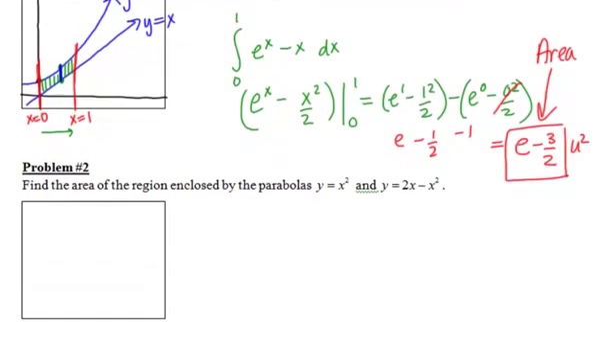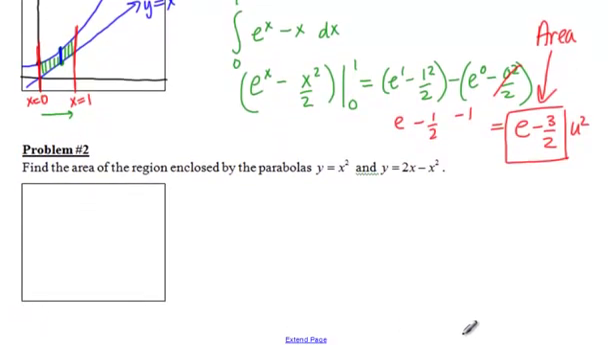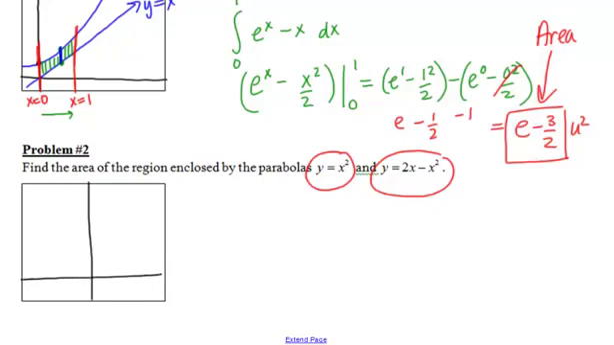Let's go on to problem number 2, and let's find the area of the region enclosed by the parabolas y equals x squared and y equals 2x minus x squared. Again, go ahead and put these both into your calculator and do a sketch roughly of what they look like. And when you do your sketch, you get this area enclosed by the two curves here.